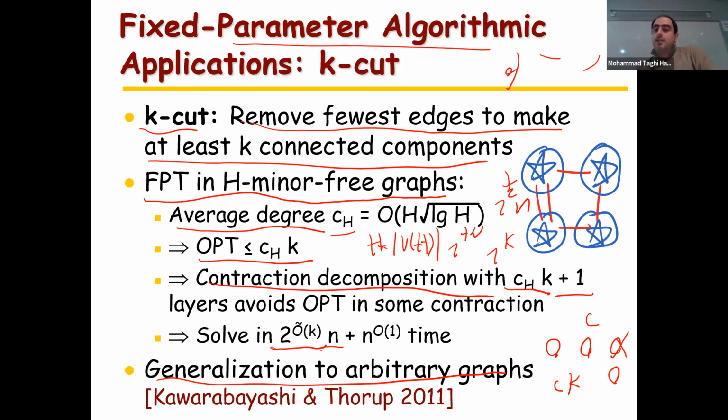Why? Because when this is the case, to solve this problem, the running time of this would be 2 to the CHK, which is to solve it on a bounded treewidth graph, which is essentially 2 to the K times.